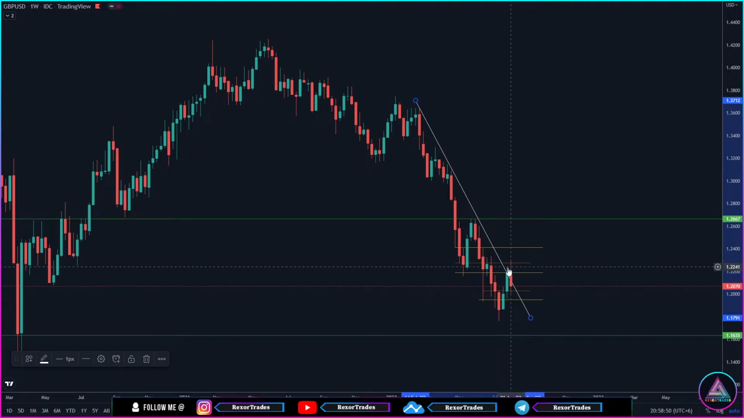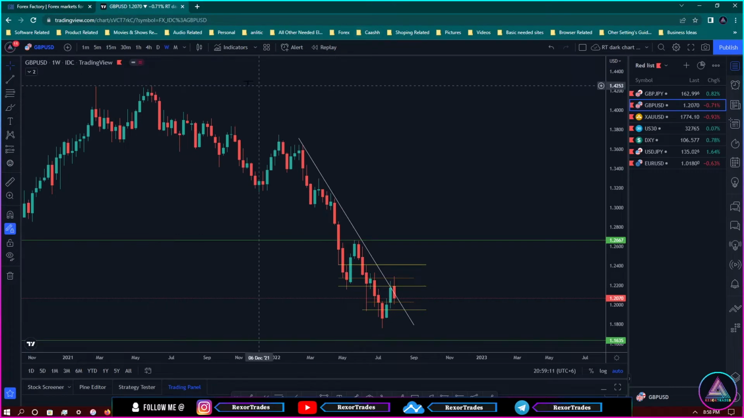However, if GBPUSD makes a breakout of this week's previous high right around here with further bullish momentum, then this won't be a fake out and GBPUSD would be making a proper breakout from this downtrend line, which might lead GBPUSD to continue pushing up to retest this key zone or all the way up to retest this key level over here.